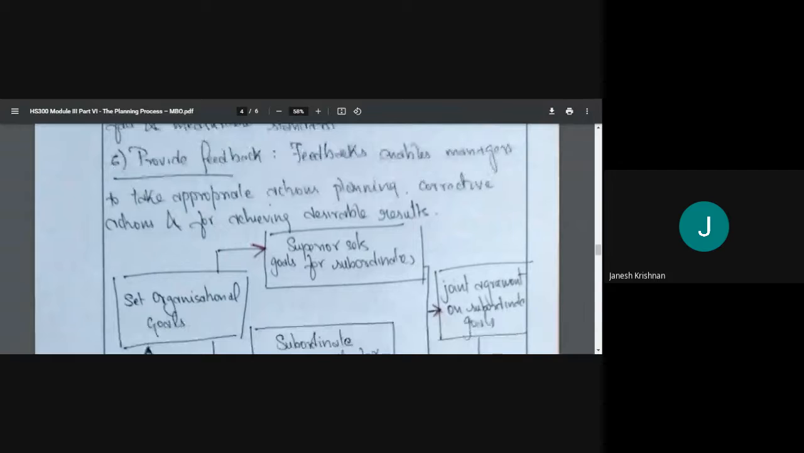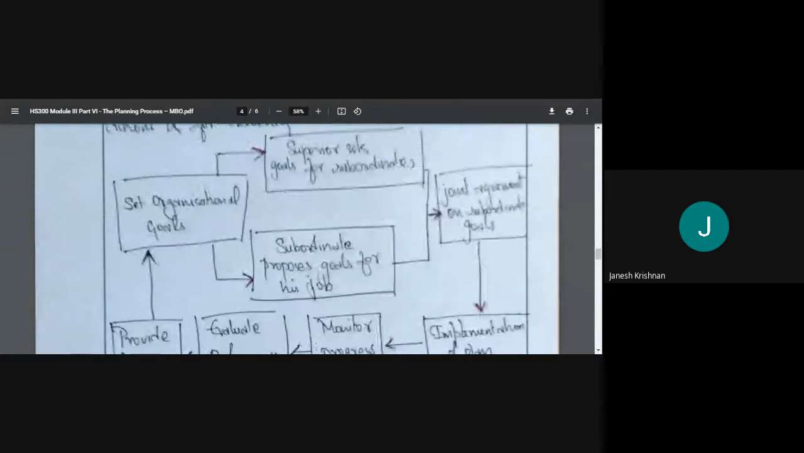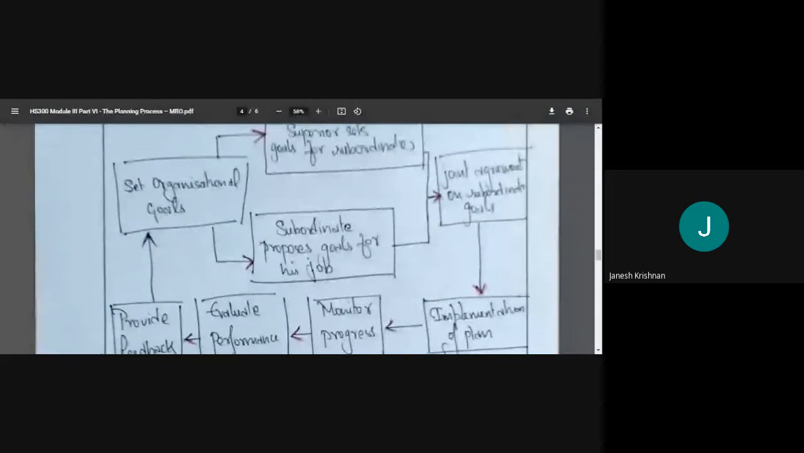A block diagram, a flowchart will explain this process. Right? So whenever the question comes, even if the question doesn't specify, with the help of a block diagram, with the help of a flowchart, draw this. Okay, draw this and then explain the process. So what is the first step? Setting organization goals. You need to set organization goals.